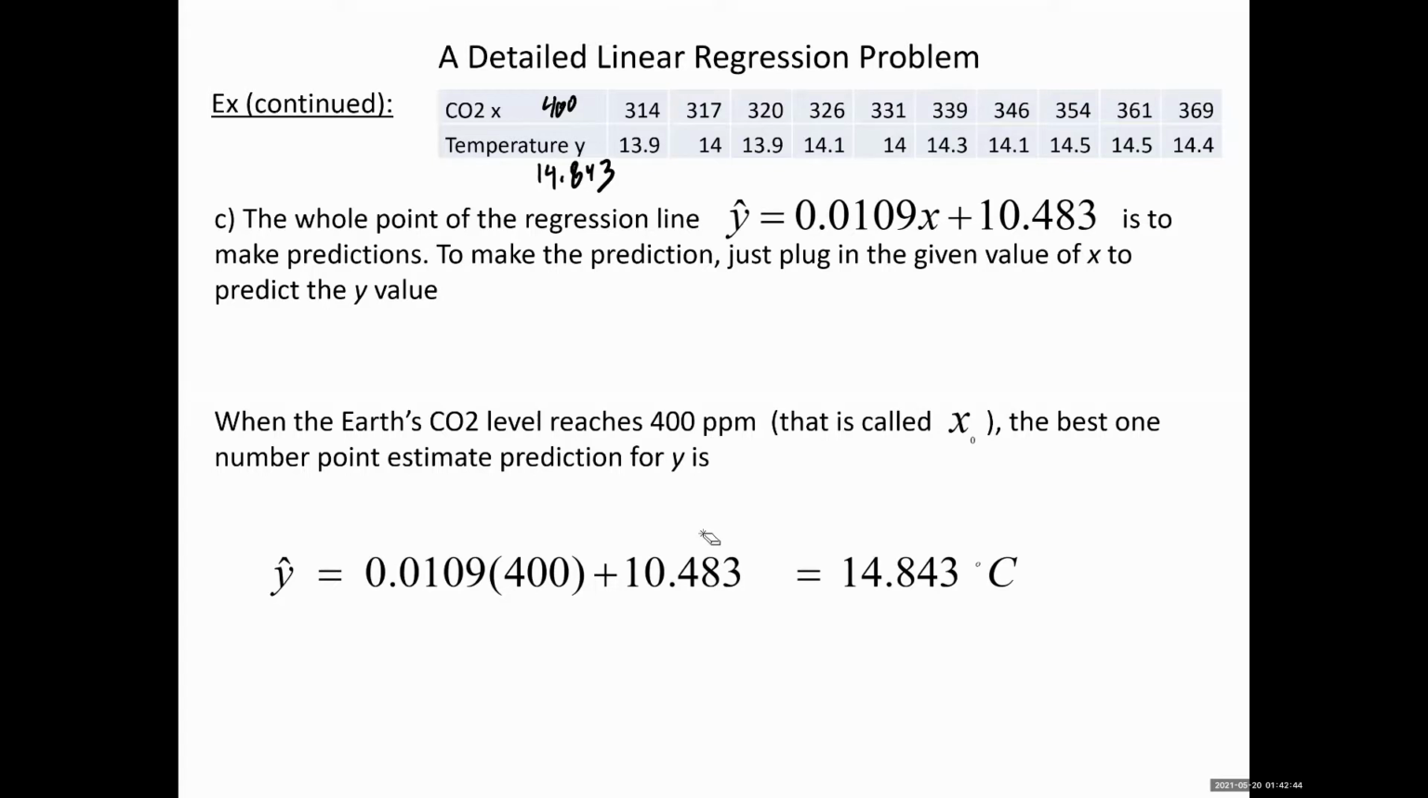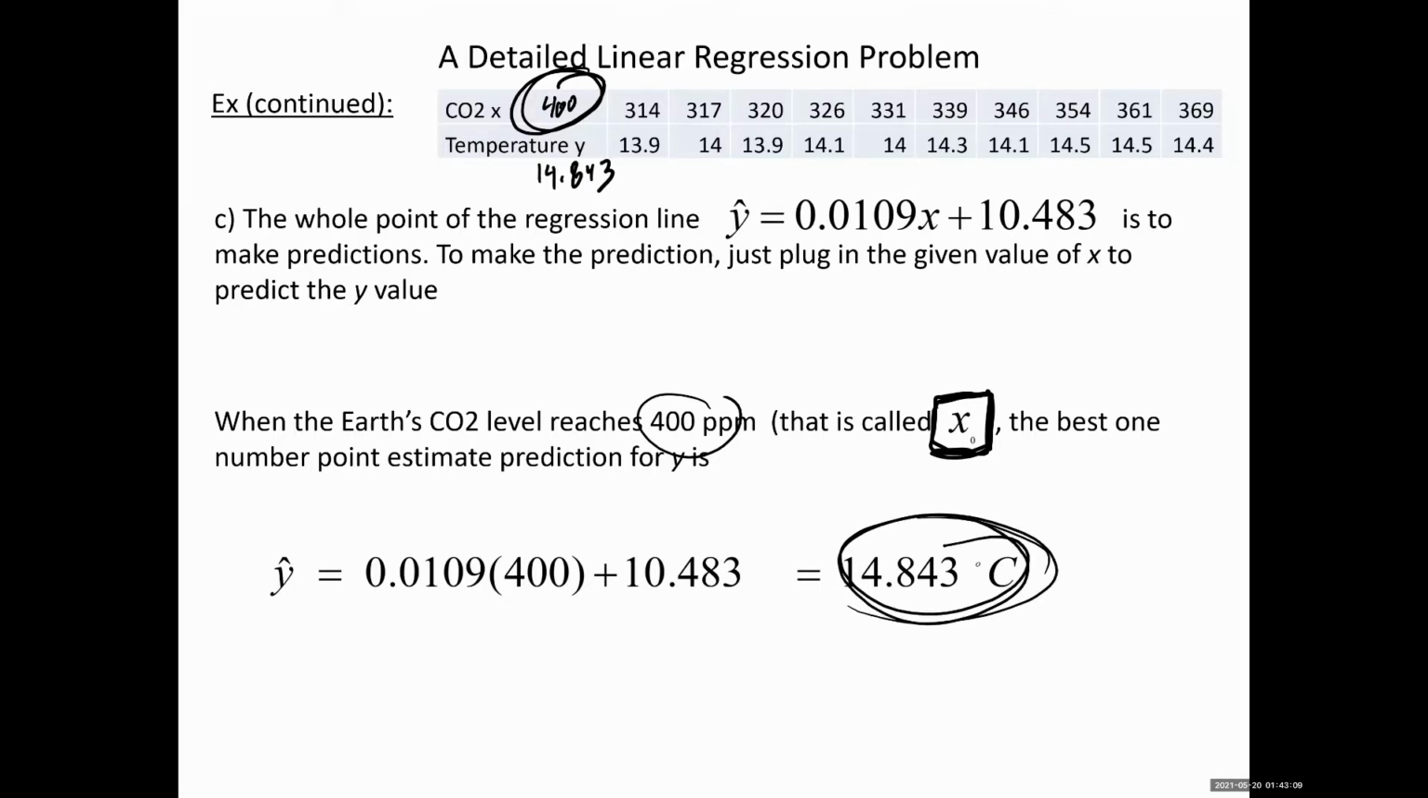And just so you know, the x that they gave you in this problem, they gave you x is 400. It's called x0. The reason I'm telling you that is because x0 is going to show up in a formula in a minute. So when you see an x0, that's the x that they gave you when they asked you to make a prediction. Okay, so the 400 is the x0 is basically what I'm saying.